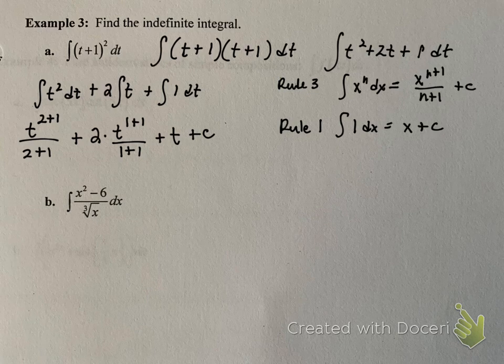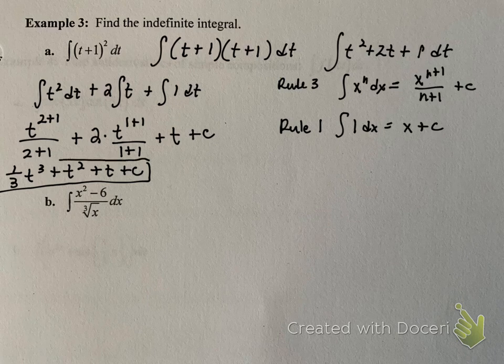Okay? So what does this look like? This looks like 1/3 t to the third. And then the 2's will cancel each other out to get plus t squared, and then plus t plus c. So this would be my answer for number 1. Okay? If I look at b, there is no rule that will allow me to do this, but I can use algebra again. So what I can do is look at that function and write it like this. So what I'm doing is I'm dividing by a monomial so I can split it up into pieces.